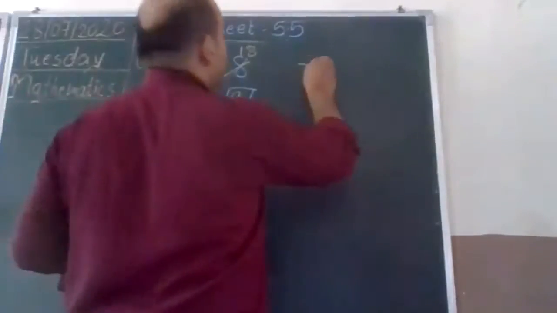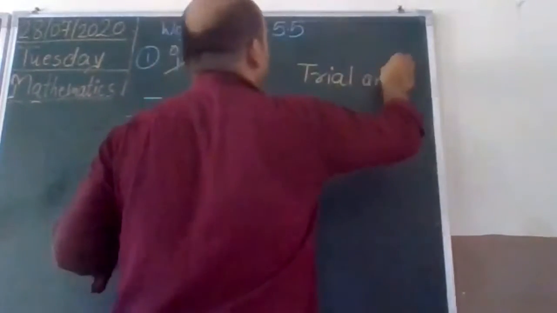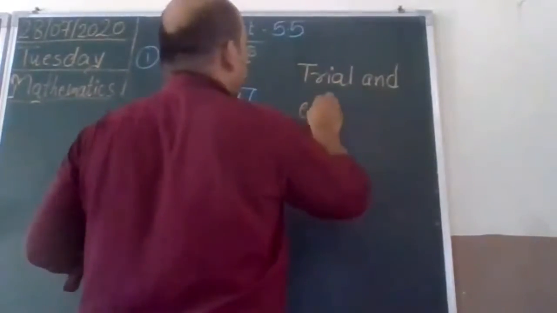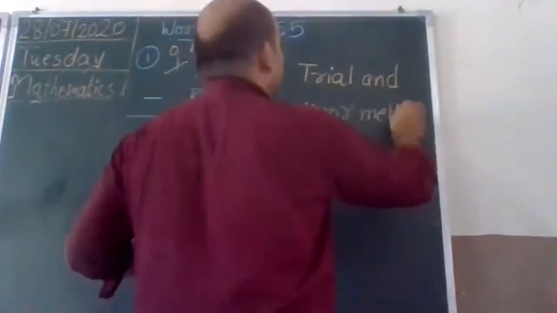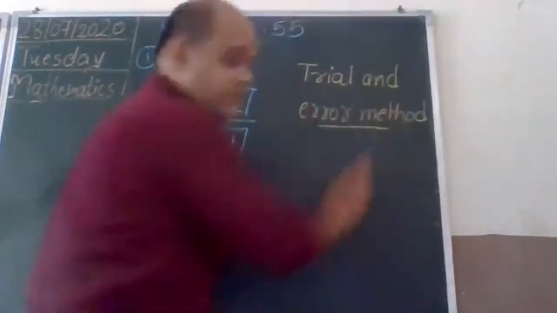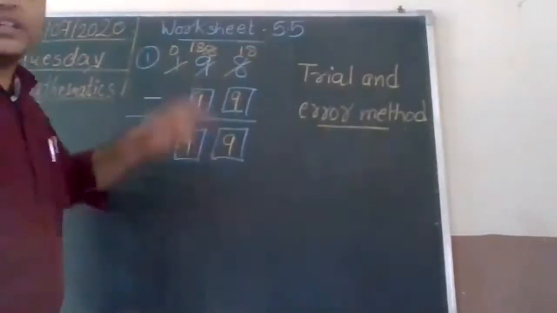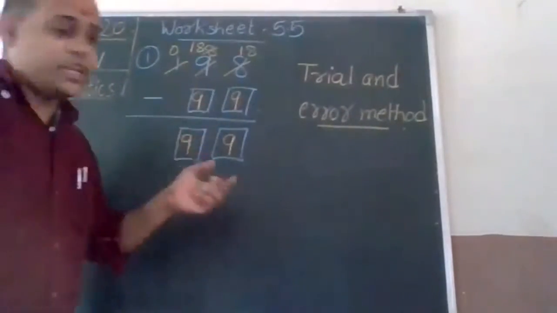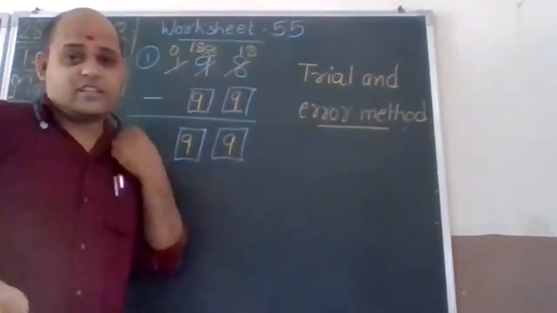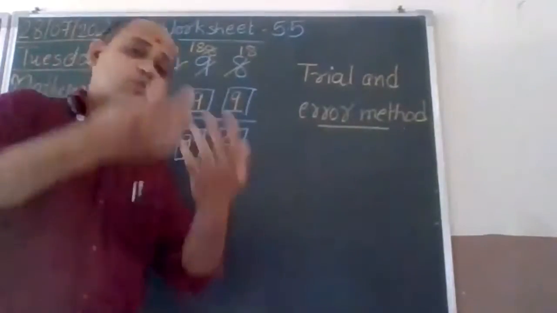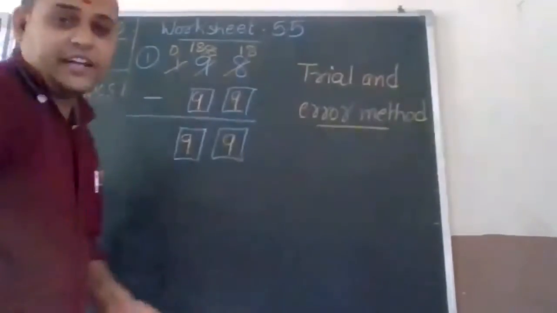That is called as trial and error method. You can keep trying different numbers. Every time you have to see, are the digits same? Yes or no. If the digit is same, that is your answer. If the digits are not the same, then you have to go for the next one. That is called as trial and error method.